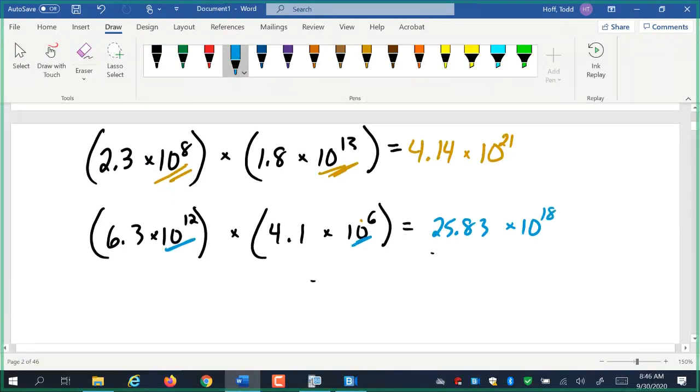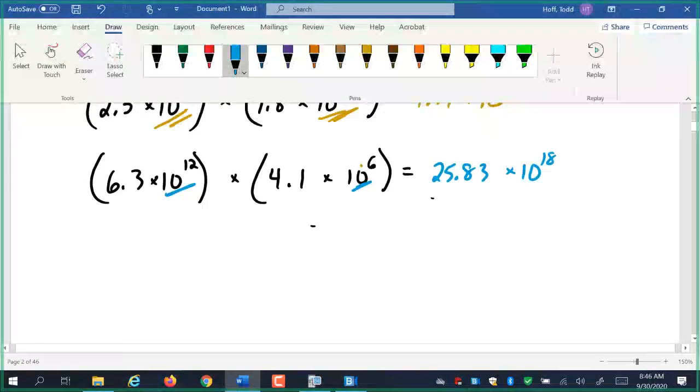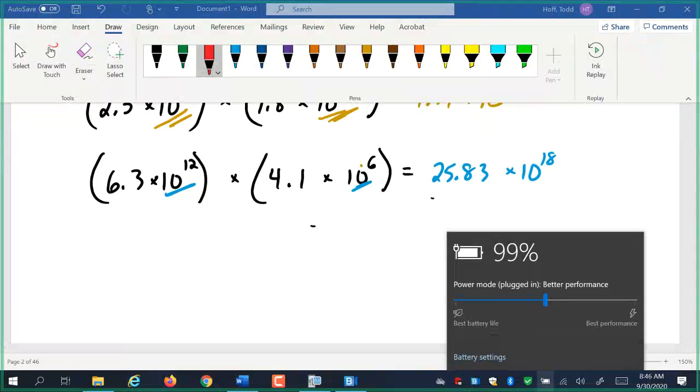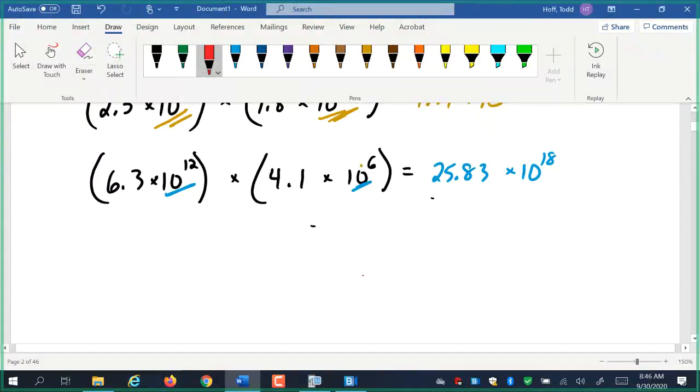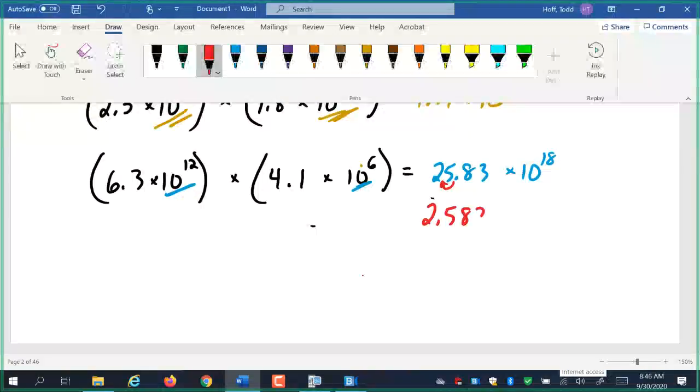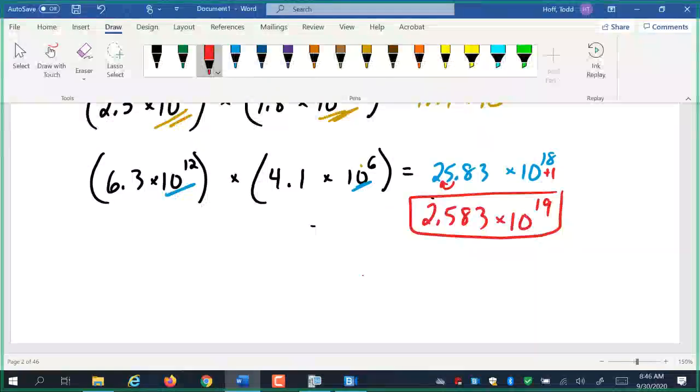Now, once again, this is not proper scientific notation. I have 2 digits in front of the decimal point. I need to move it over. So that becomes 2.583. This number got smaller by 1 decimal place. My power of 10 has to get larger by 1. 18 plus 1 is 19. So it's 2.583 times 10 to the 19th.